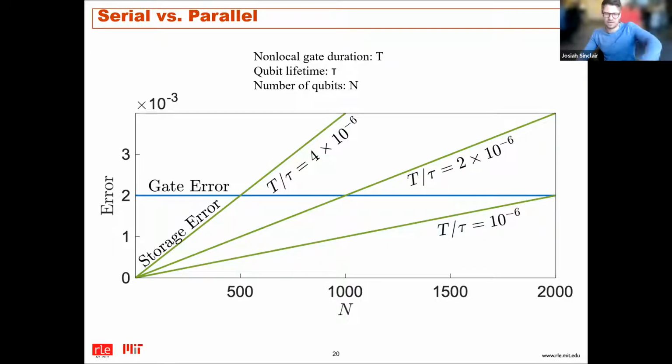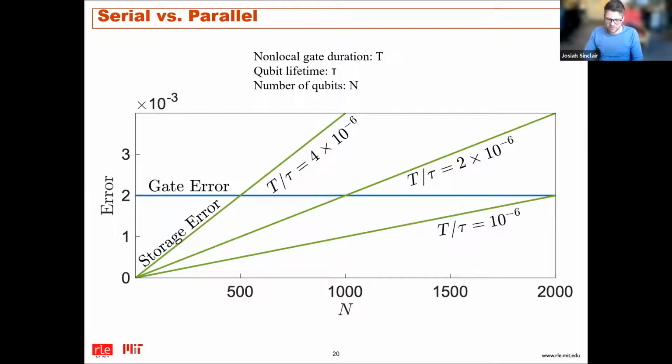To summarize this whole plot, basically being serial limits your system to a maximum size set by the ratio of the lifetime of your qubits and the time it takes you to do your gate. But I want to add that in a locally connected system, all those extra local swaps don't just increase overall gate error, they also have to be performed sequentially, one after the other. And so the totally local system is also serial.